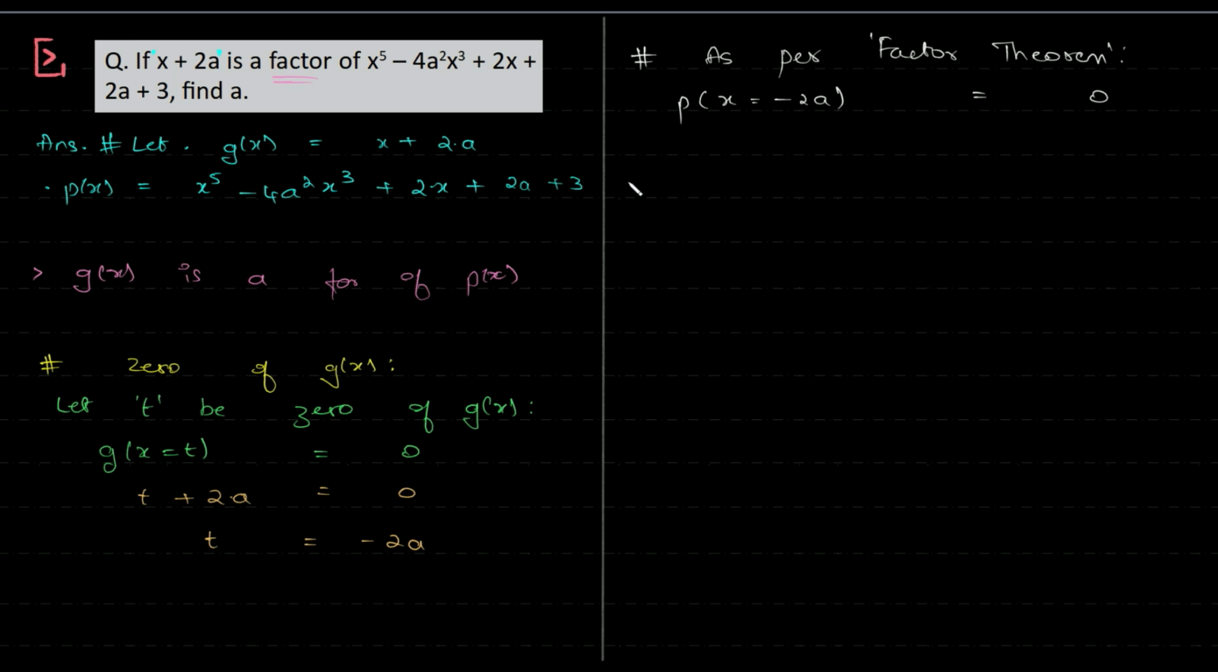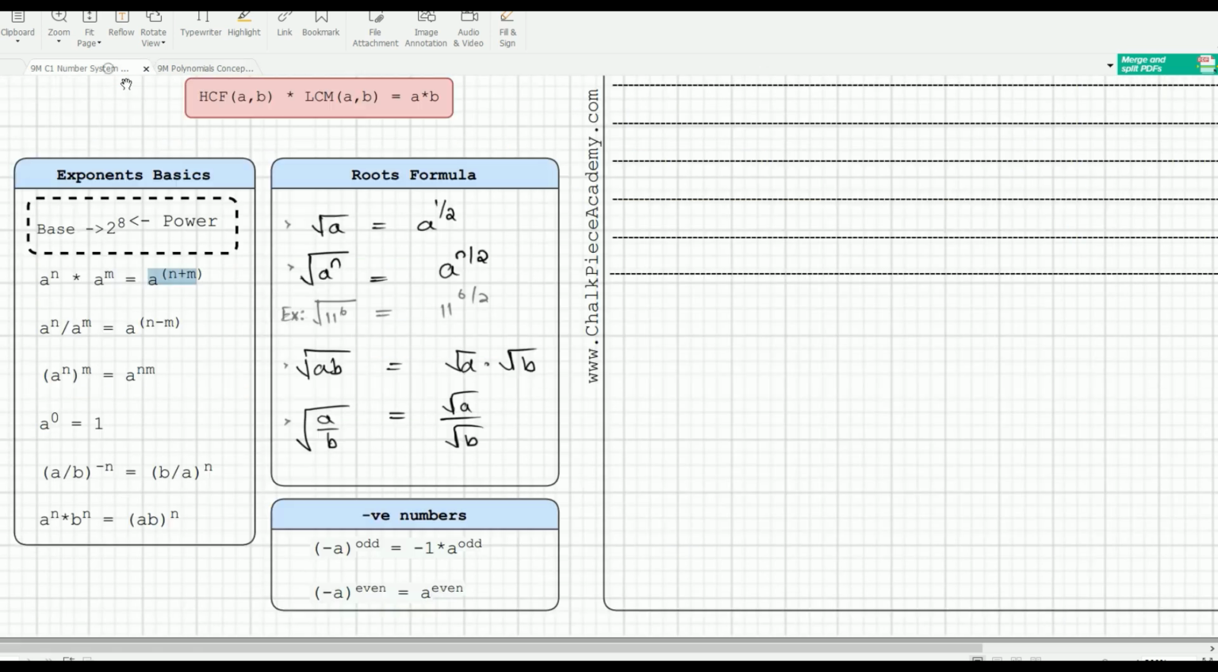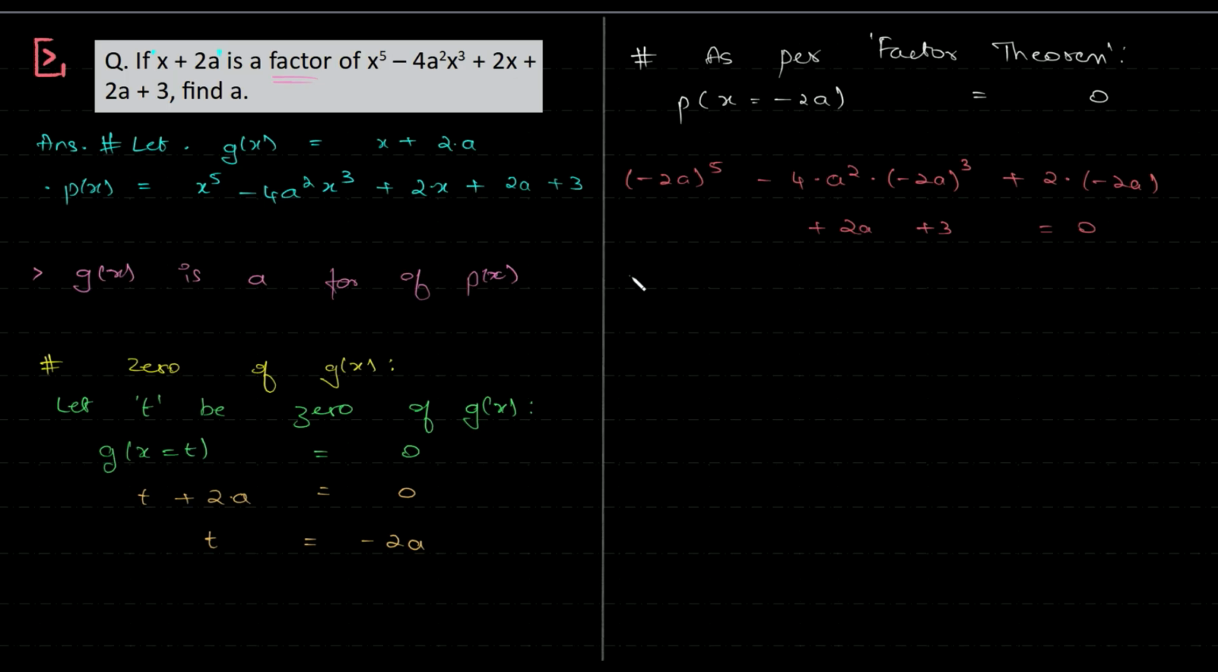So basically, we have minus 2a whole to the power of 5, minus 4 into a squared into minus 2a whole to the power of 3, plus 2 into minus 2a, plus 2a plus 3, should be equal to 0. And now we have to make use of exponents. First thing is the negative signs. Always handle the negative signs. Minus 2a to the power of an odd number: any negative expression to the power of odd is negative itself. So this will be minus 1 into 2a whole to the power of 5.